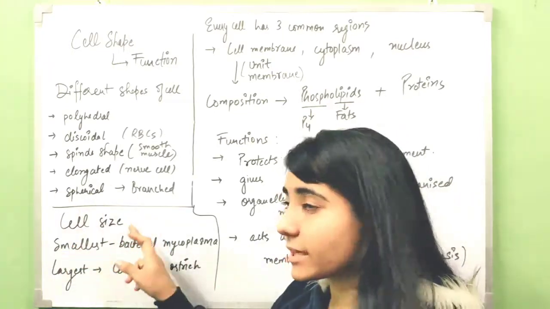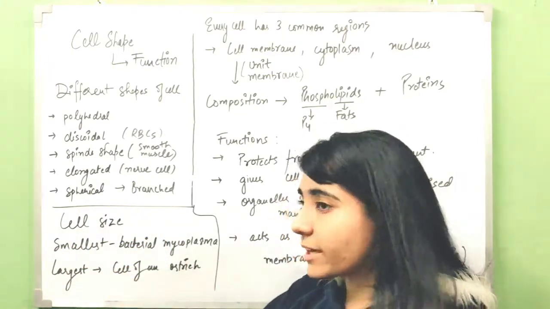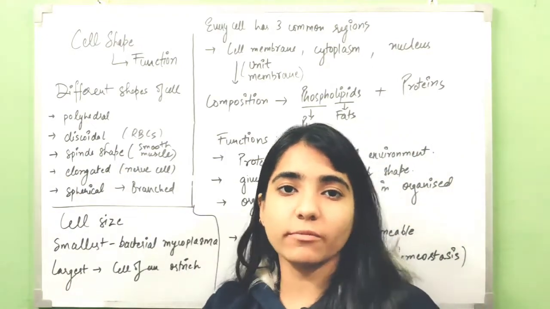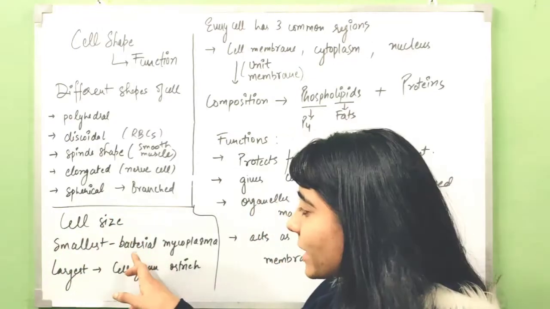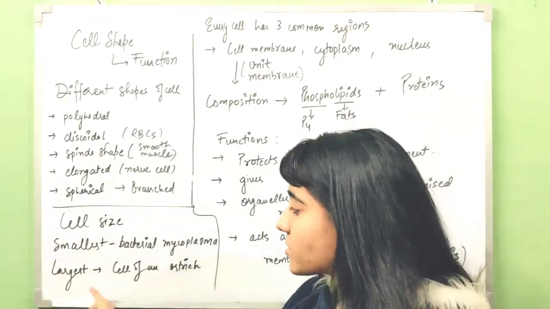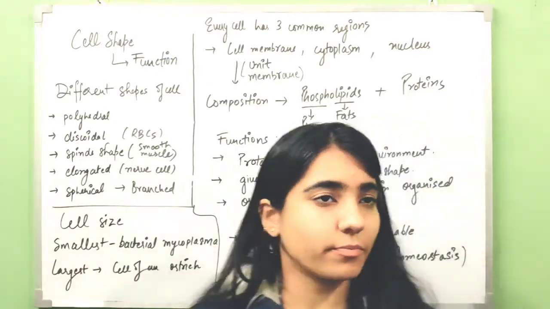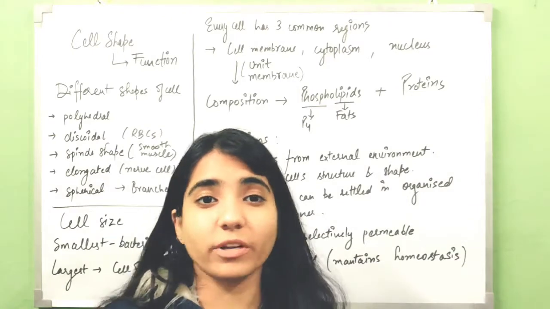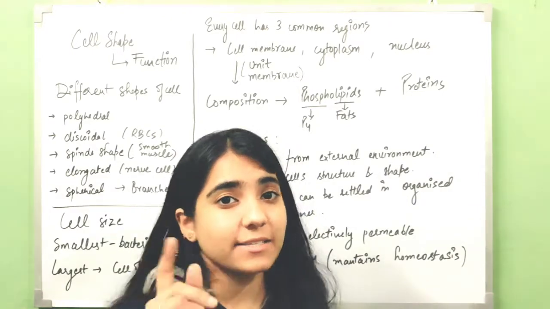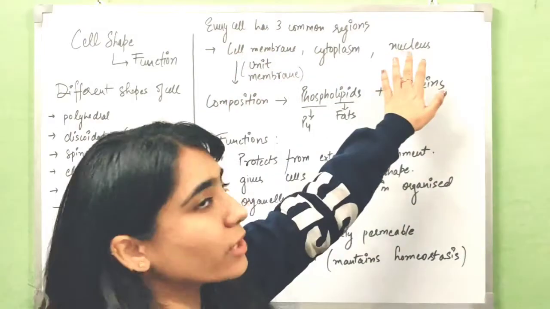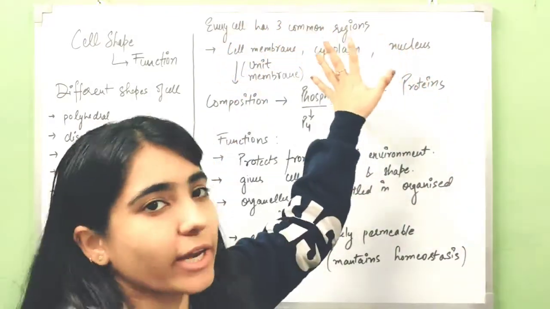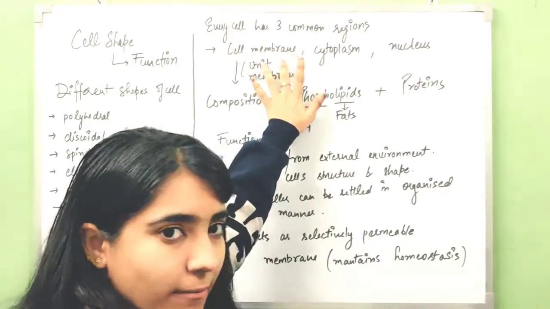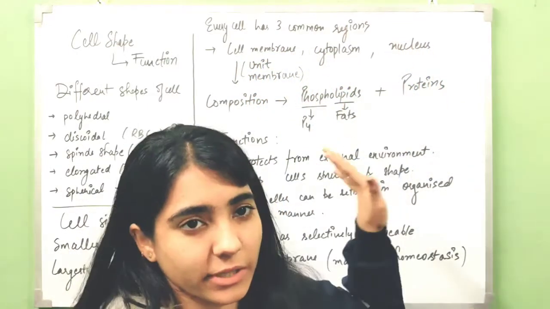Now cell size will also vary. It can be smallest and it can be largest, and in between as well. The smallest cell is the bacterium mycoplasma. The largest cell is the cell of an ostrich. Now every cell will be different in structure, shape and size, but three regions will be common in all eukaryotic cells. What are the three regions? Cell membrane, cytoplasm and nucleus.